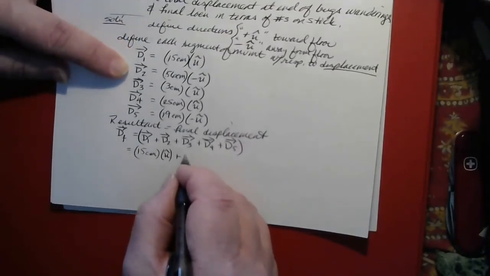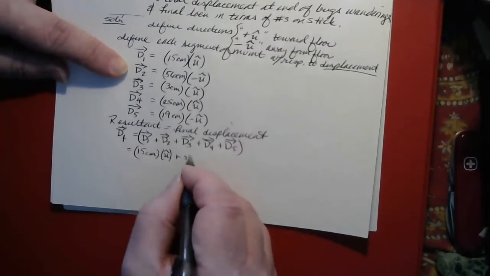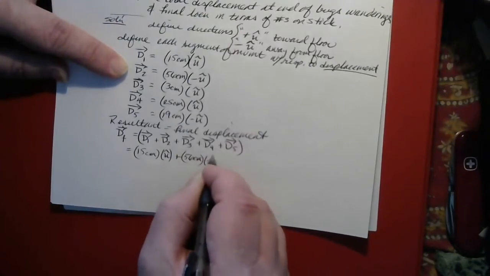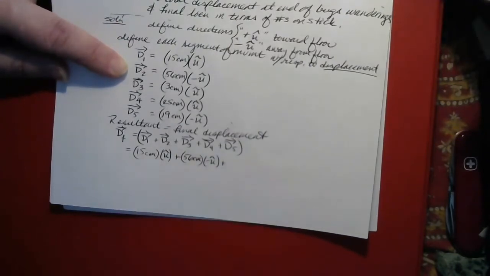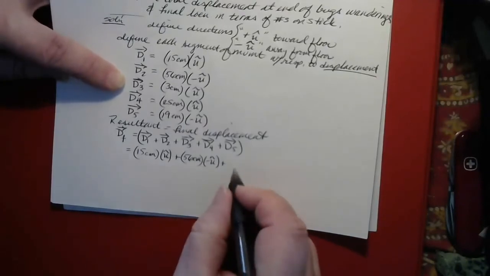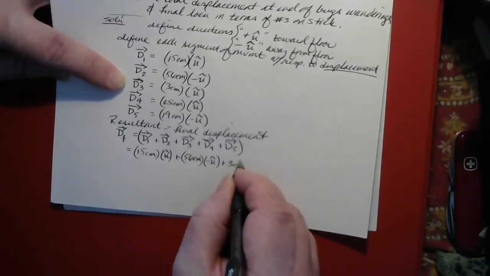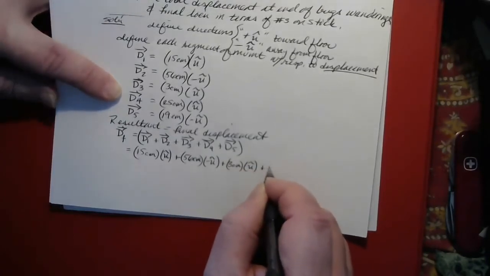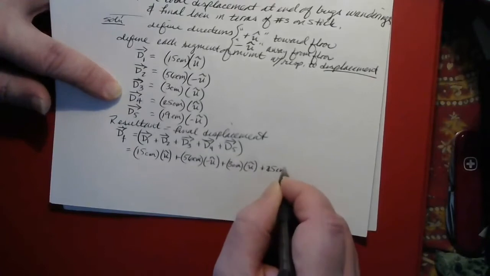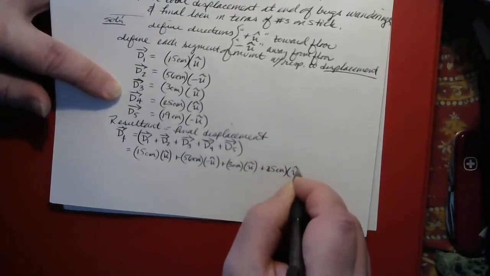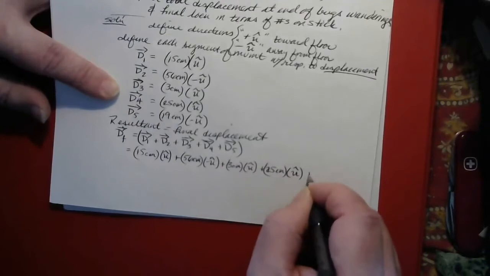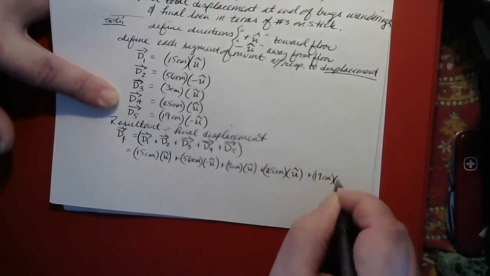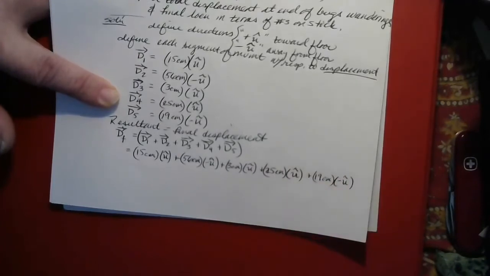D2 is 56 centimeters times the negative unit vector. And then D3 is 3 centimeters times the unit vector. D4 is 25 centimeters times the unit vector. And then D5 is 19 centimeters times the negative unit vector.